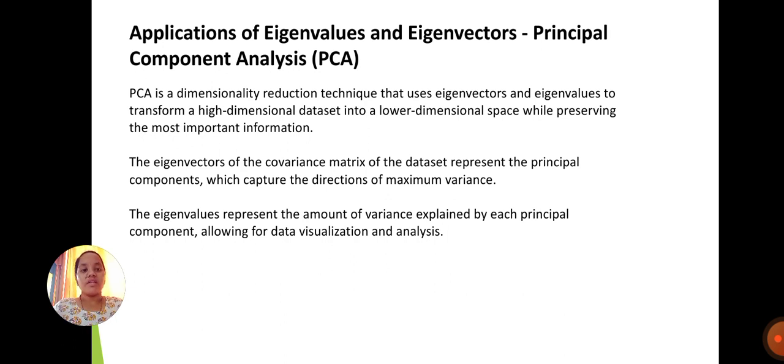The eigenvectors of the covariance matrix of the dataset represent the principal components, which capture the directions of maximum variance. The eigenvalues represent the amount of variance explained by each principal component, allowing for data visualization and analysis.